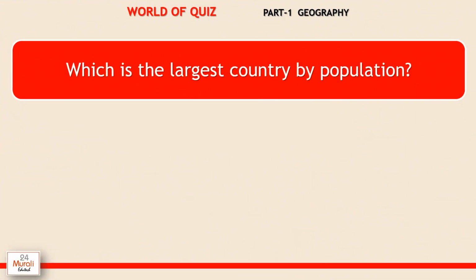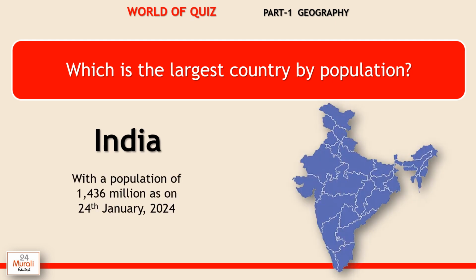Which is the largest country by population? India, with a population of 1,436 million, as on the 24th of January, 2024.